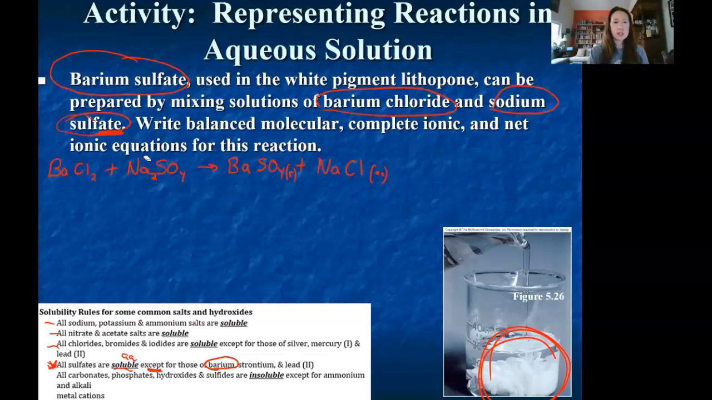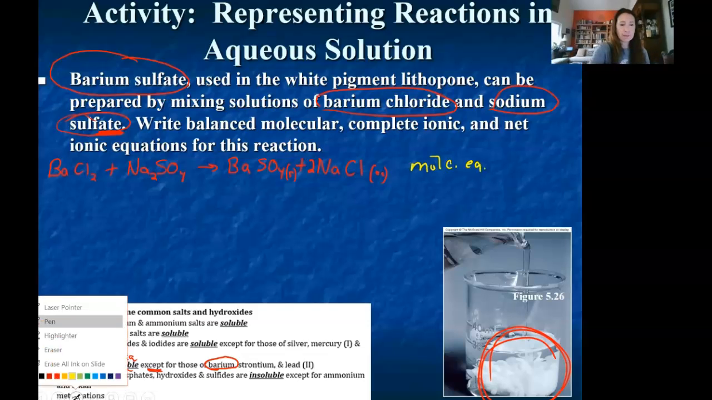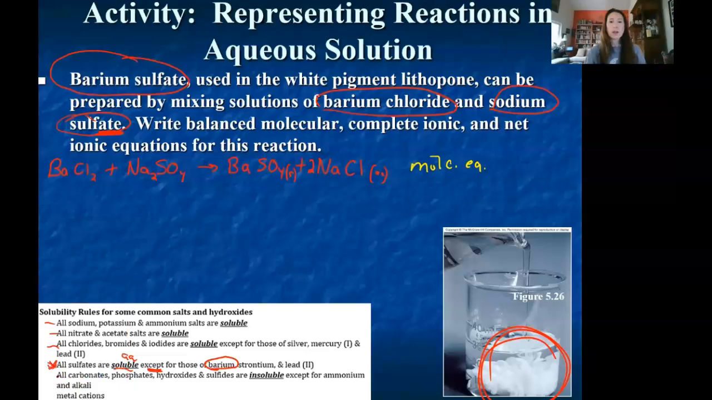Okay, so this is not balanced, but it's an easy balance, right? Just put a 2 here. Okay. This is our molecular equation. I'm just going to say molec because I don't want to write molecular equation, right? So this is what we've been doing the entire time, molecular equations. Complete ionic is when we break everything apart that can be broken apart.